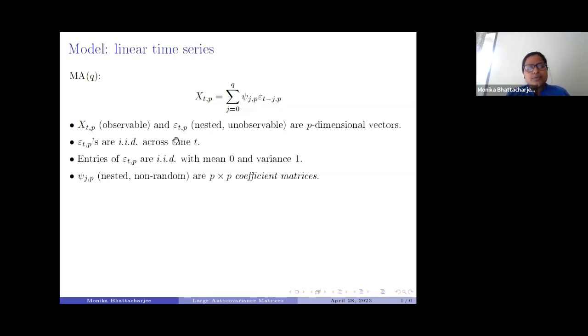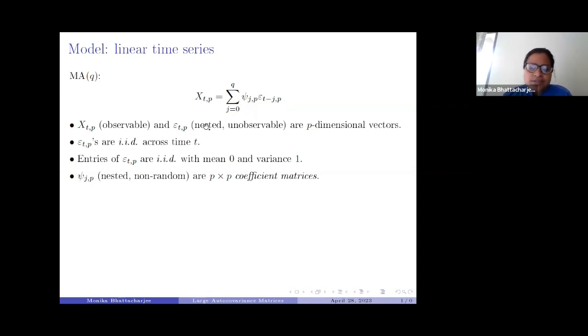For some technical reason, we'll assume that epsilon_{t,p} and Xi_{j,p} are nested. By that I mean that if we consider epsilon_{t,p+1}, a vector of length p+1, its first p components give us epsilon_{t,p}. Similarly, Xi_{j,p+1} is a square matrix of order p+1, and its first p rows and p columns give us Xi_{j,p}. In this manner, they are nested.